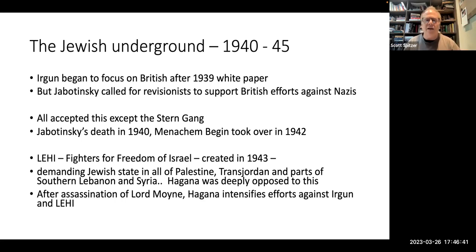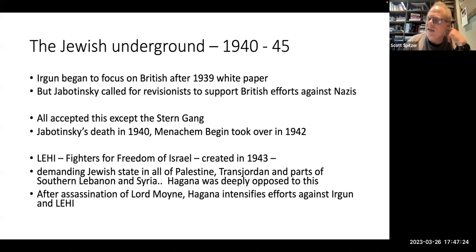So after the assassination of Lord Moyne, which completely trashes the commitment that Churchill would have had to a two-state solution in 1944, the Haganah, led by Ben-Gurion, says we gotta take out our Irgun and our Lehi forces. They're becoming a problem, and Ben-Gurion finally gets to them, and gets them to agree to stop fighting against the British, and Lehi leaders agree to suspend their operations because of Ben-Gurion's efforts.